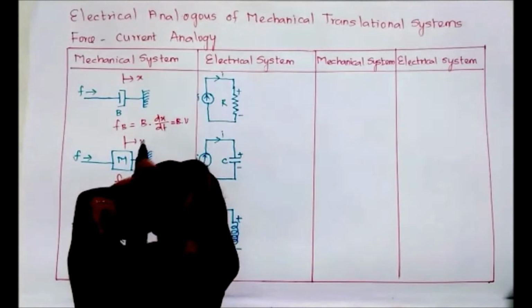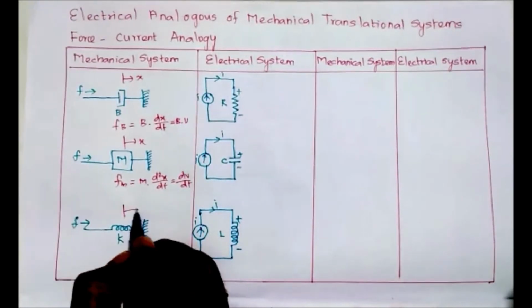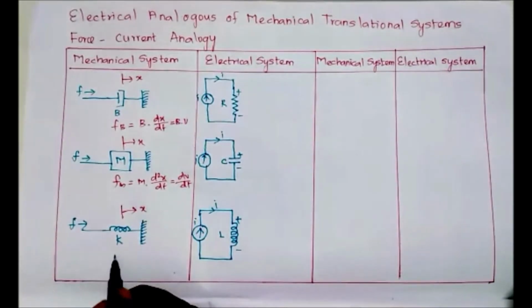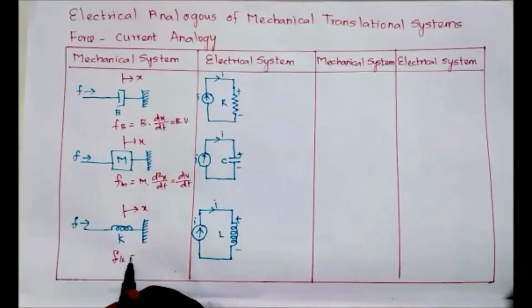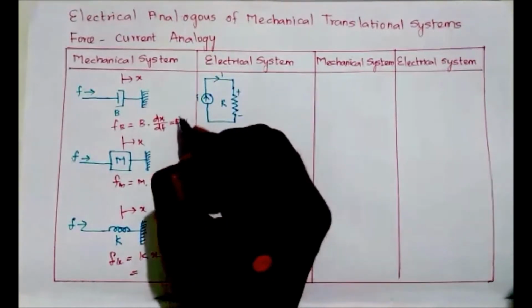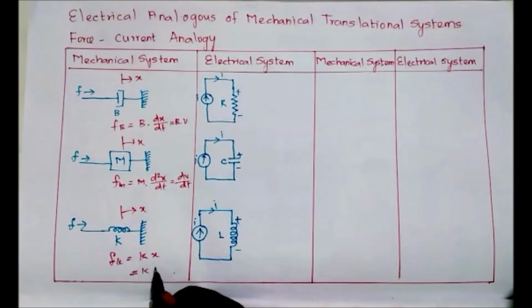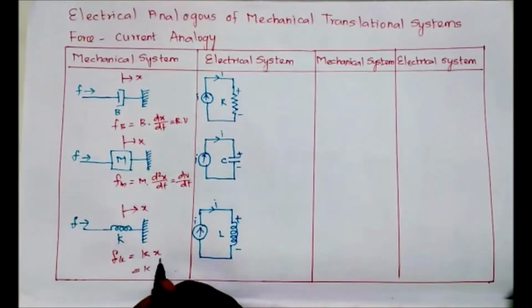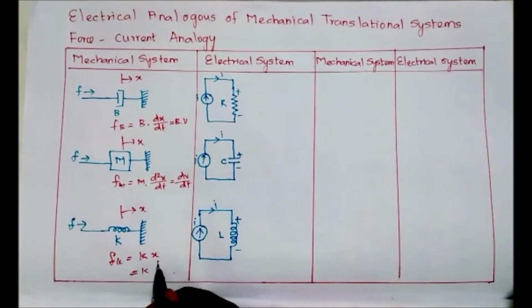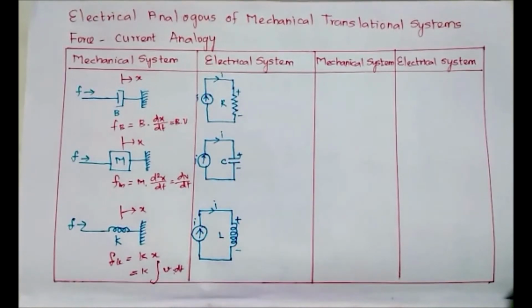Next, for the spring, if it has x displacement, we know Fk equals k into x. But the other two terms are in terms of velocity, so this also we have to write in terms of velocity. Therefore, from displacement, if we want to get velocity, we have to integrate it. So it is k into the integral of v into dt.